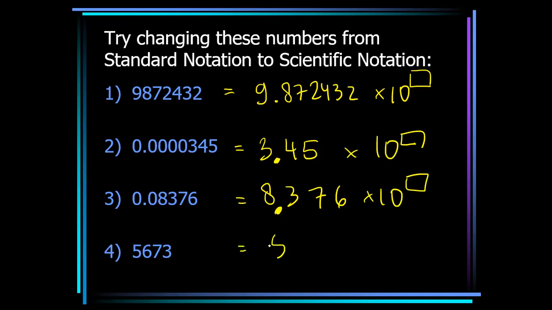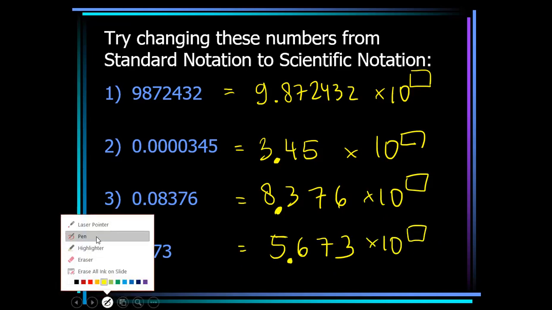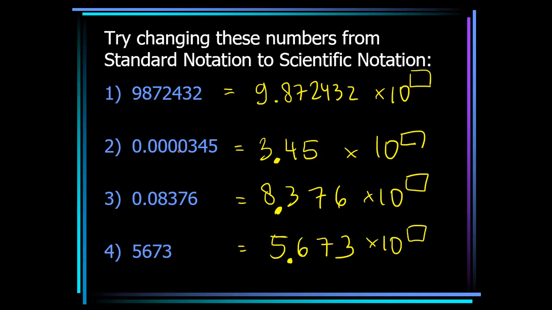So how about this one? 5. After 5, in between 5 and 6, right? Because it's a whole number. Times 10 power blah blah blah. We don't know yet. So let's start. This is a small number, right? So you have to go backwards 1, 2, 3, 4, 5. So negative 5.